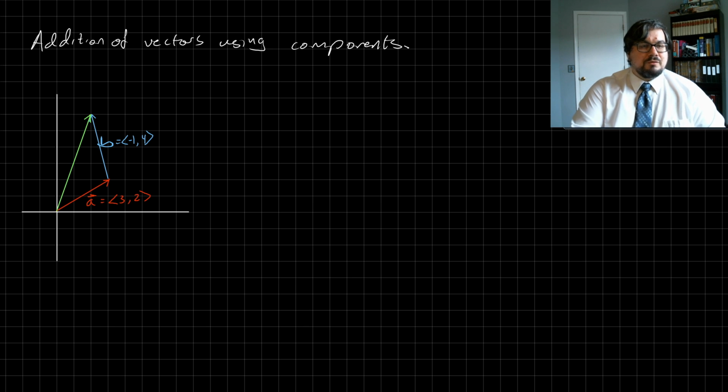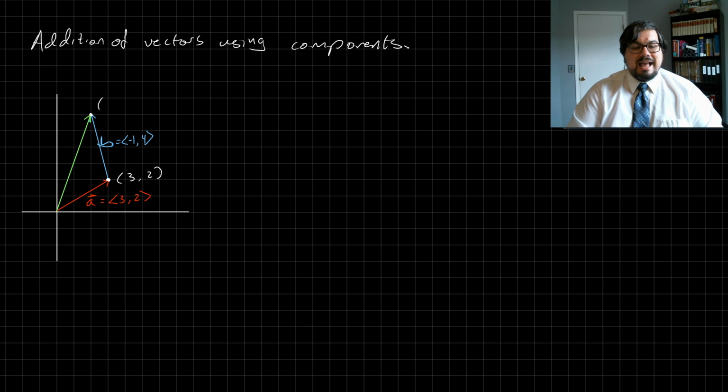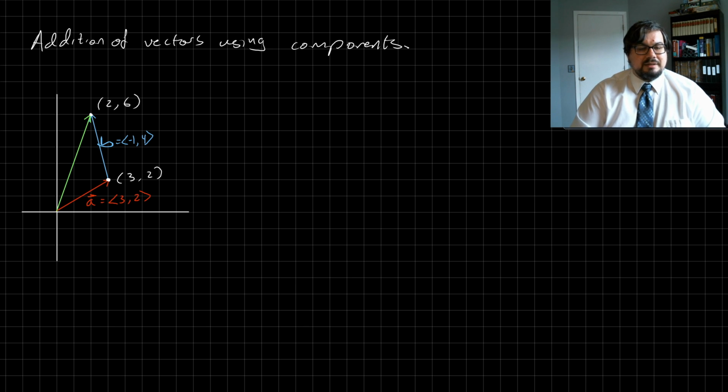So for instance, this point, the actual point on the graph right here, is 3, 2, which means that if we start at 3, 2, and then we travel by the vector b. The vector b says we're going to decrease the x-coordinate by 1 to get to 2, and increase the y-coordinate by 4 to get to 6. So that means that the vector a plus b, in this case, is equal to the vector 2, 6.